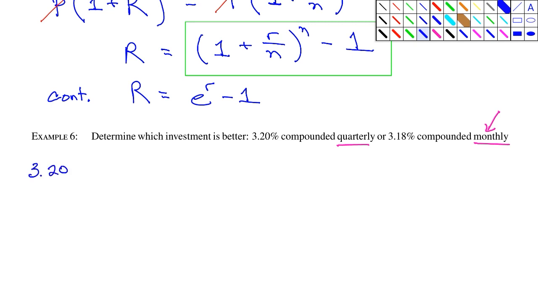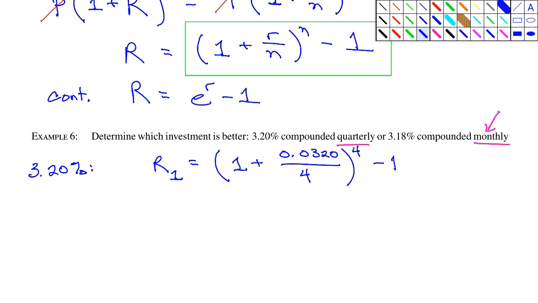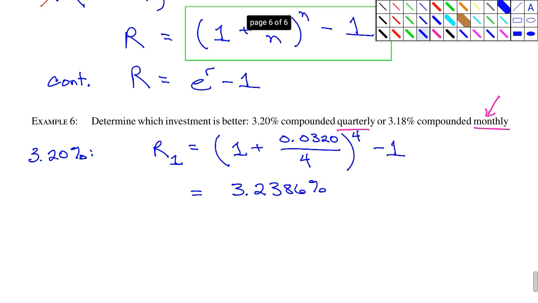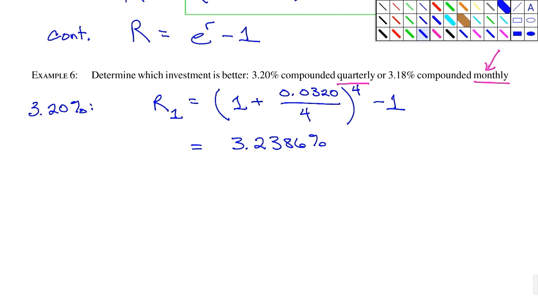So let's do the 3.2. I'm going to call this big R1. And this would be 1 plus the interest rate, 0.0320, divided by 4, because it's compounded quarterly, raised to the 4th power, minus 1. And you work this out, turn it to a percentage, you get 3.2386%. You usually need a lot of decimal places to compare these, so make sure you write out enough decimal places.